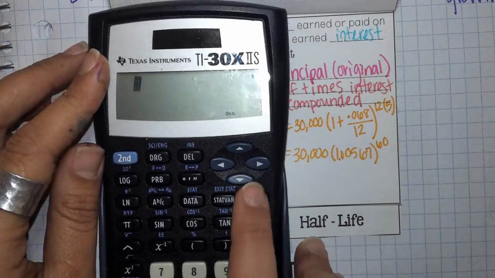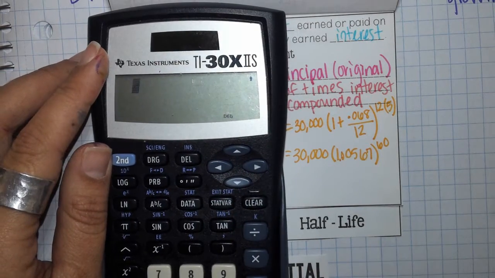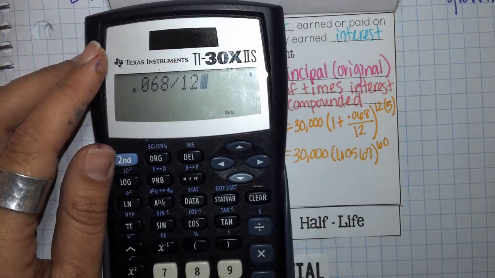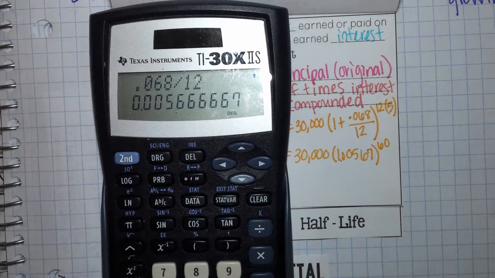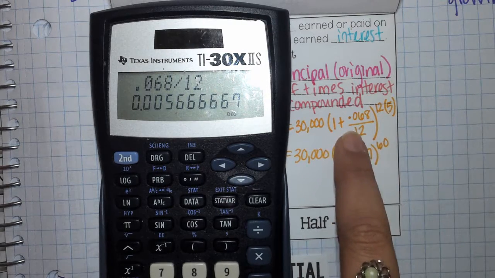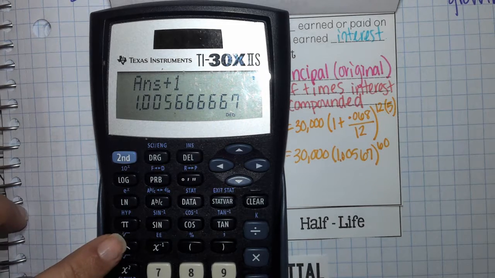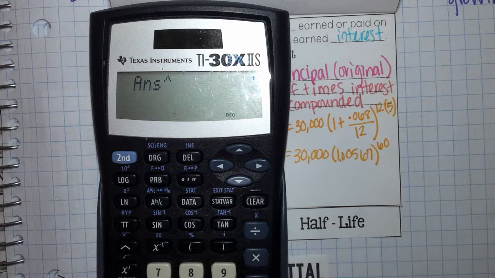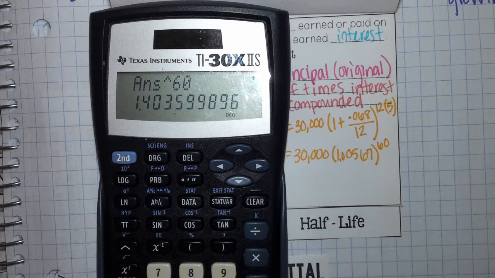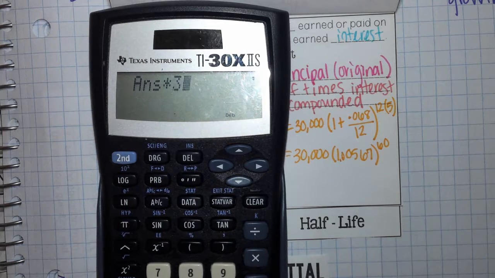Okay, so let's start over. Is everybody ready? It's 0.068 divided by 12. We're just doing this together. I want everybody to type this into their calculator. Now, what do you do from here? Add 1. Did everybody add 1 and get this? Now hit the caret button. What number do we plug in? 60. Caret 60. And now what are we going to multiply that by? 30,000.